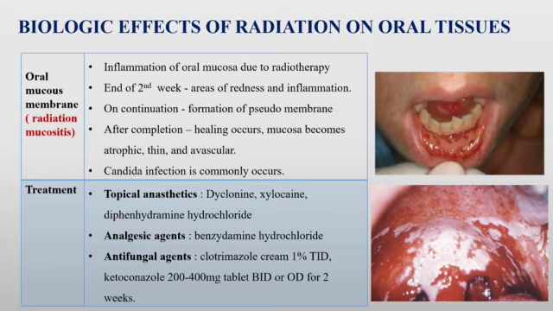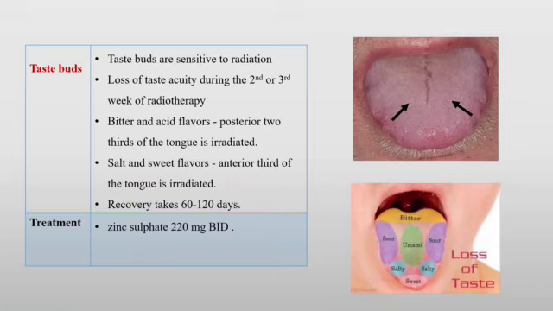Moving on to treatment, topical anesthetics can be given like xylocaine, dyclonine, diphenhydramine hydrochloride. Analgesic agents like benzydamine hydrochloride can be given as mouthwashes. Antifungal agents like clotrimazole cream 1% and ketoconazole 200 to 400 milligram tablets for 2 weeks in case of any candidal infections. Next is the taste buds.